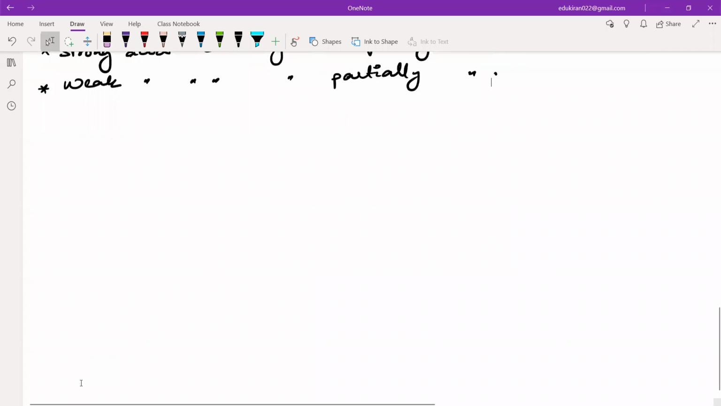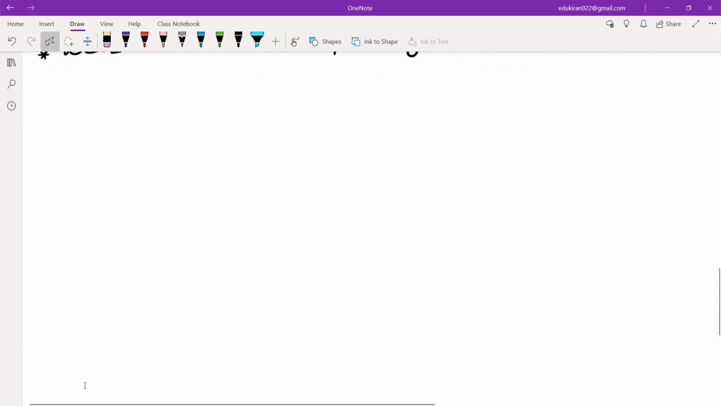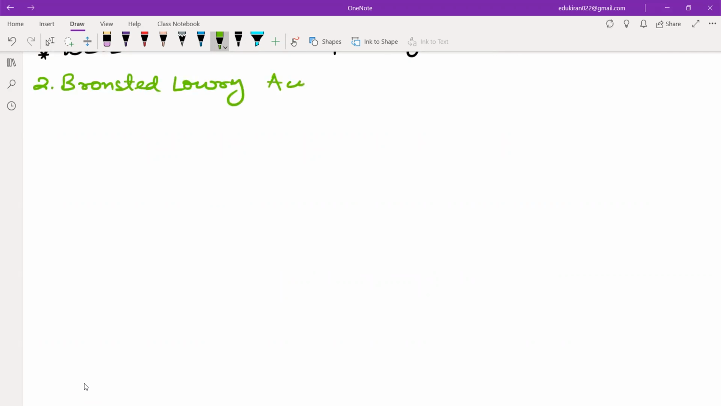The next concept that we are going to study is of more importance, and I think you should get some questions on this. Second is, please pay attention, the Bronsted-Lowry acid-base concept. Okay.